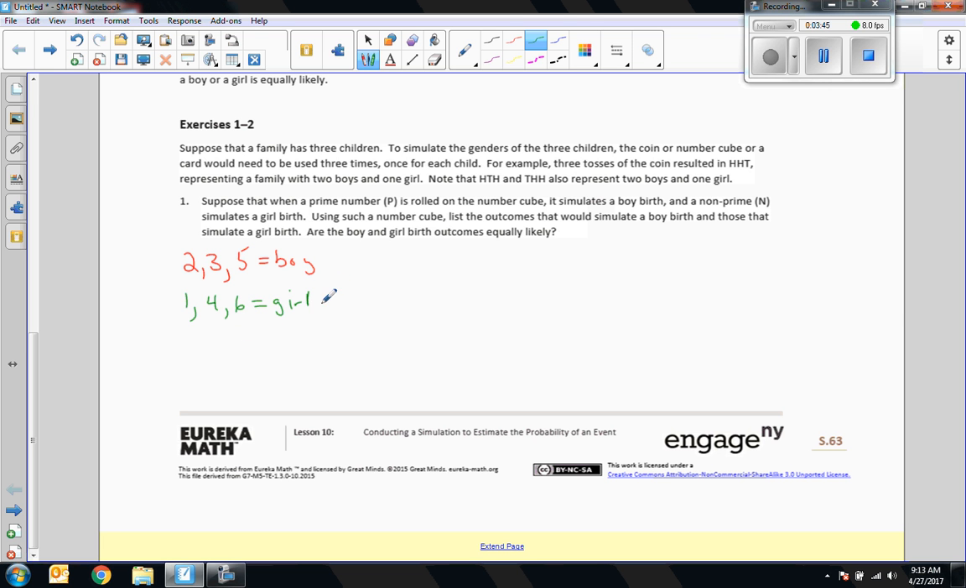So the probability of getting a boy would be 3 out of 6. The probability of a girl is also 3 out of 6. So are the boy and girl outcomes equally likely? The answer is yes. They're both 50-50 chances.